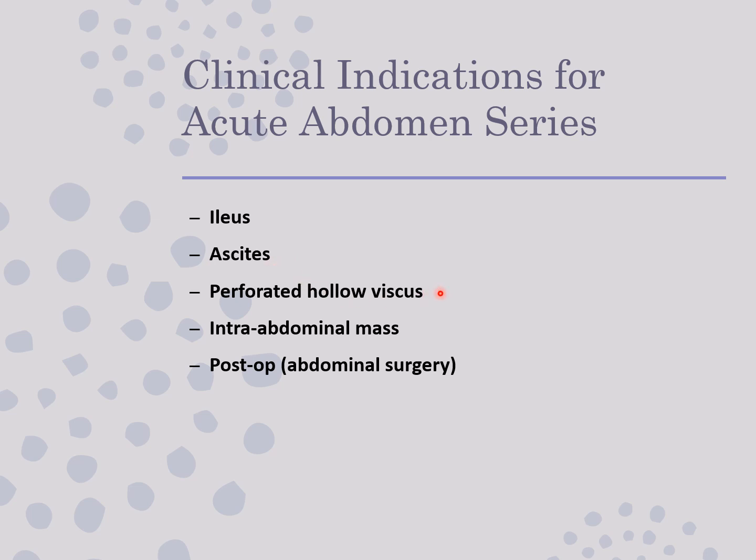They could potentially have a perforated hollow viscus, like maybe the bowel is perforated, or the stomach, maybe they had an ulcer that ate through the lining, and that would cause free intraperitoneal air. They could have an intra-abdominal mass, or sometimes they will do it post-operatively for abdominal surgery if the patient's having a lot of pain or experiencing a lot of bloating, and they're just checking to make sure that everything is okay.